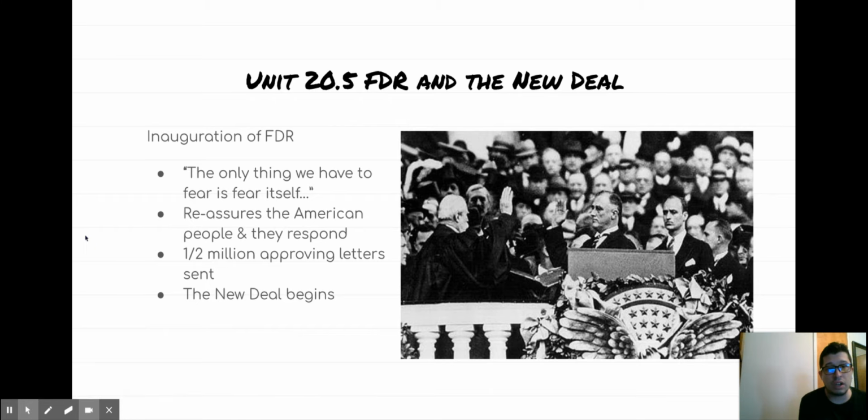So FDR's inauguration, it's a very, very famous inaugural speech. "The only thing we have to fear is fear itself" is a very famous quote from his inauguration. He does a lot to, again, reassure the American people that he is here to help and that he is going to help. Again, if you remember from last unit, one of the biggest things that was killing the American system was that the average person lost their confidence in that system, in the banking system, in the role of government. And now he knew he needed to restore that.